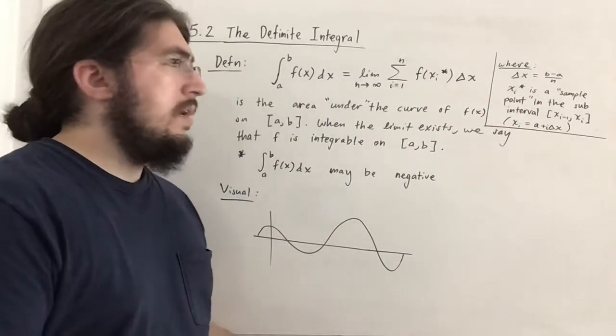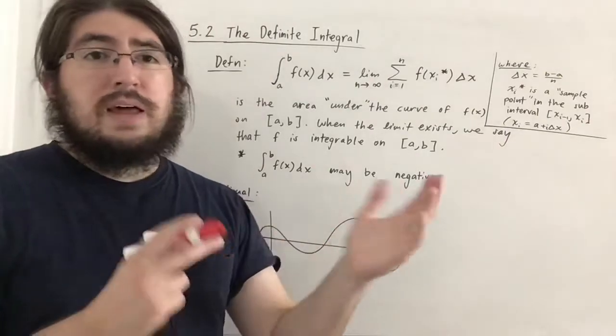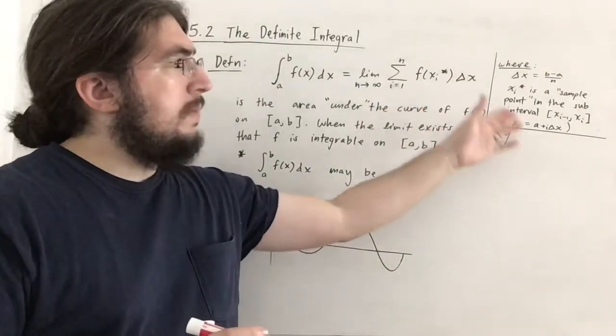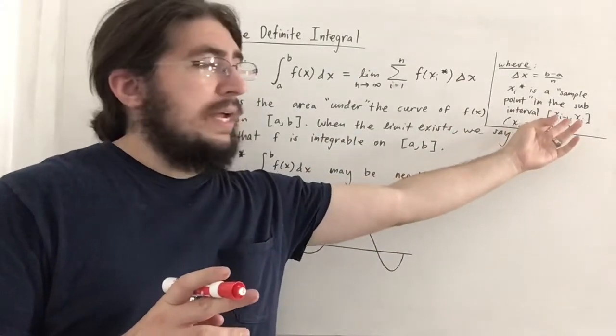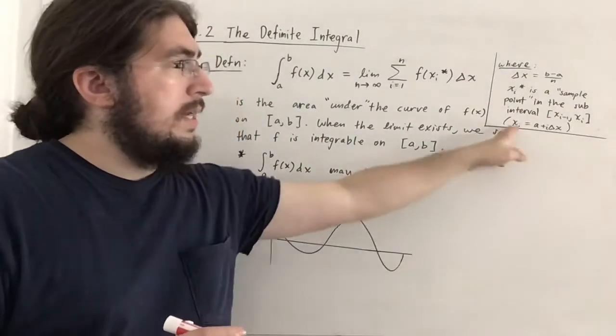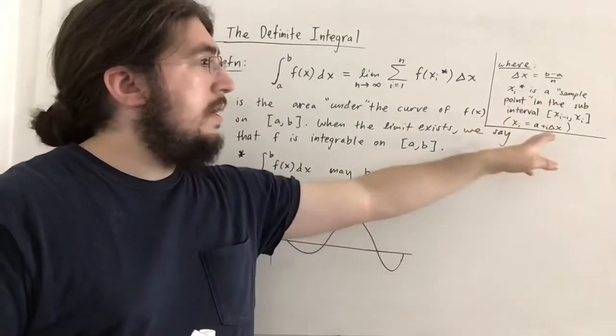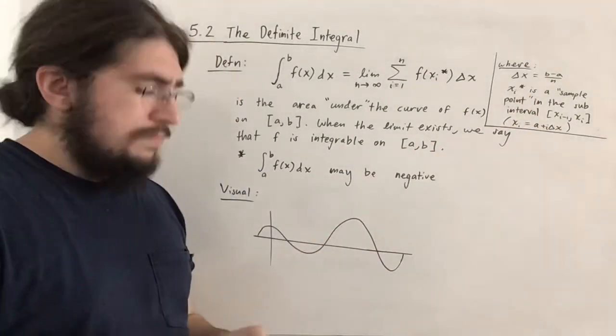x_i star is supposed to be a generalization of what we saw x_i to be in 5.1. We saw x_i to be either the left or right endpoints, but here x_i star is just any value in between in the subinterval x_{i-1} to x_i, where x_i is what we saw earlier, a plus i delta x.